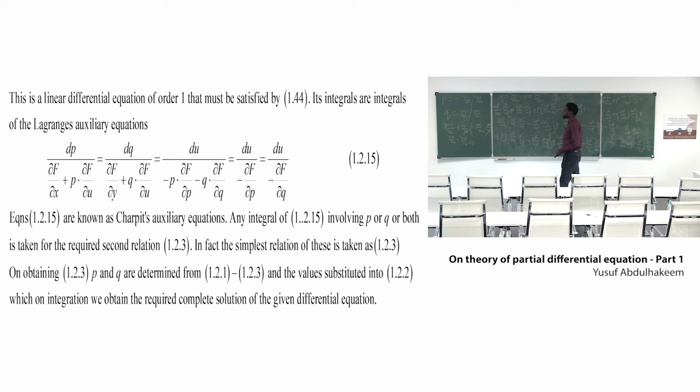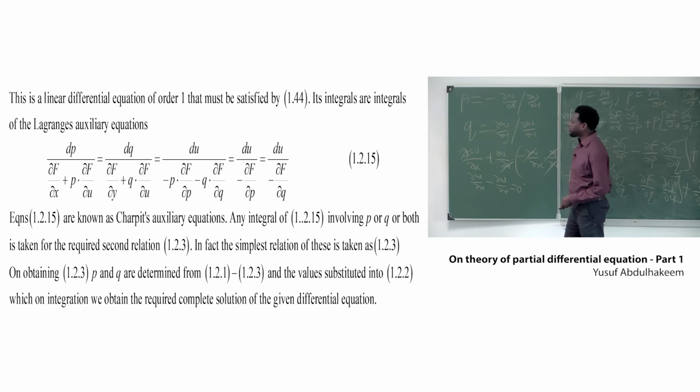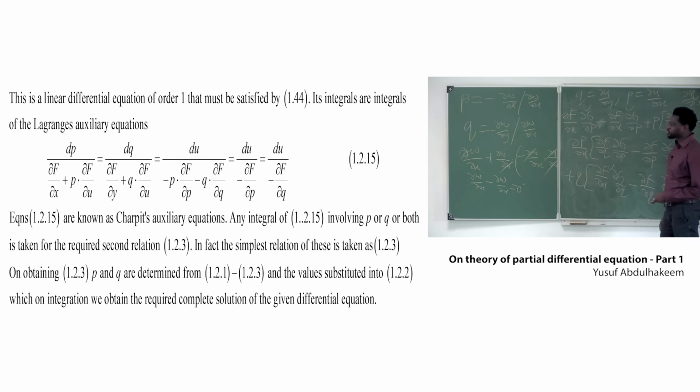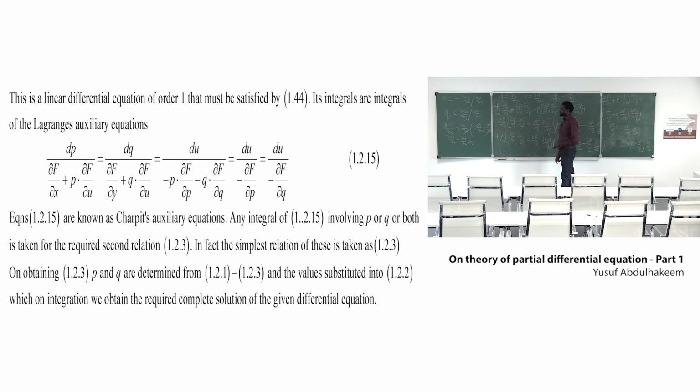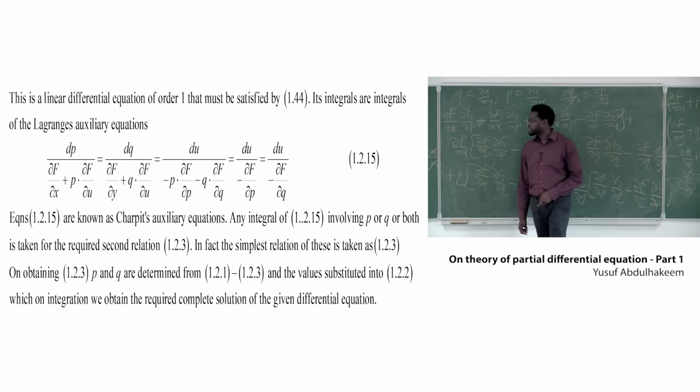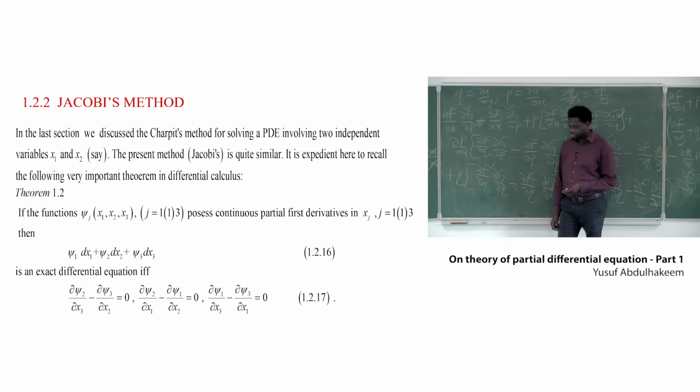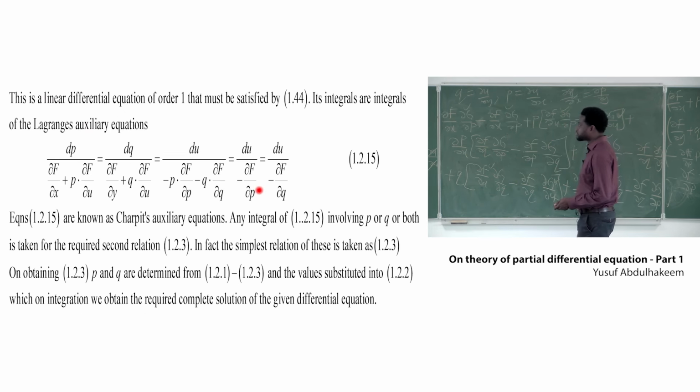Any integral of 1.2.15 involving P or Q or both is taken for the required second relation. In fact, the simplest relation of this is taken as 1.2.3. And on obtaining 1.2.3, P and Q are determined from 1.2.1 to 1.2.3, and the values substituted into 1.2.2, which on integration will obtain the required complete solution of the given differential equation. And this is the Charpit equation.